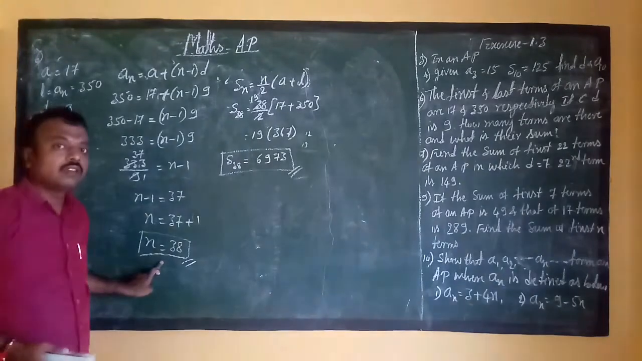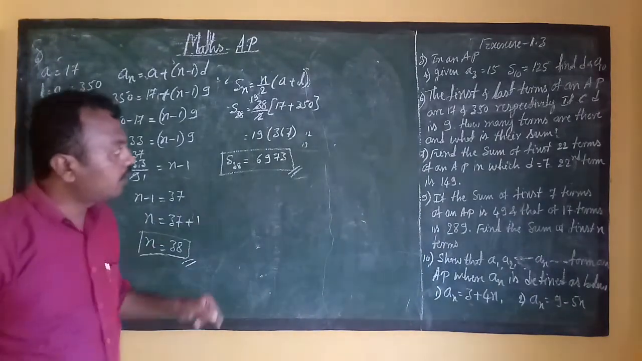So the sum of the 38 terms is 6973. This is the value of n. Do you understand, students? Shall we go to the next question?